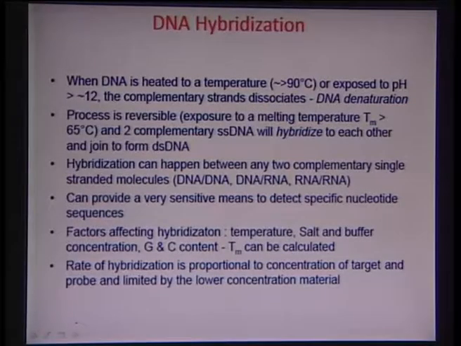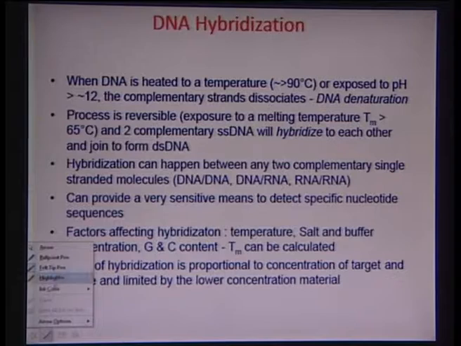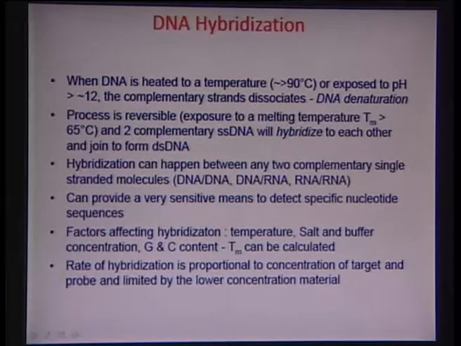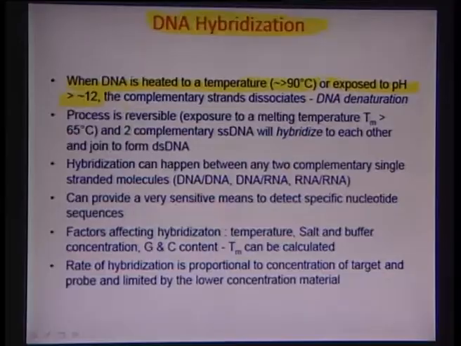Let us talk about some other aspects of DNA which is important for detection and diagnostics. What is DNA hybridization? Essentially, when DNA is heated to more than 90 degrees Celsius, or exposed to a pH of less than 12 or greater than 12, there is a tendency of these complementary strands to split apart along the hydrogen bonds. So there is a cleavage between the hydrogen bonds in between the base pairs, along these directions.